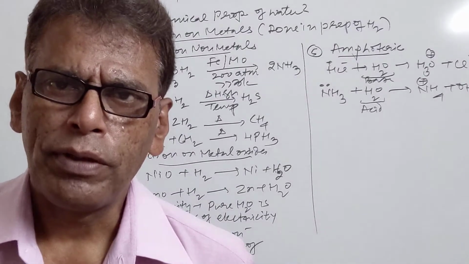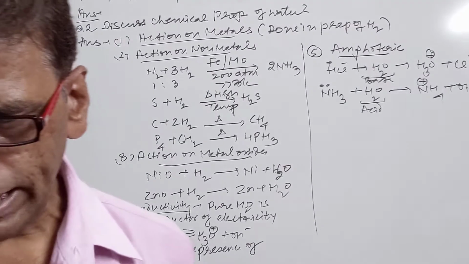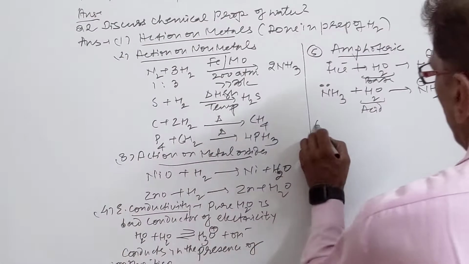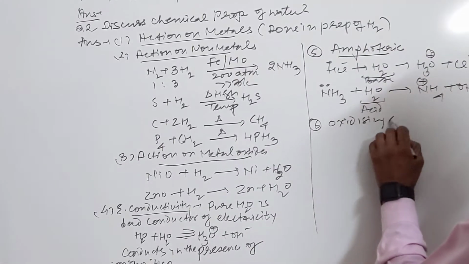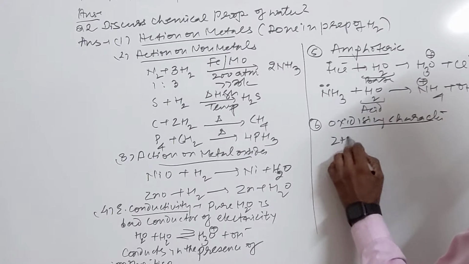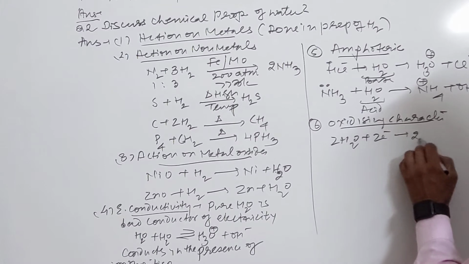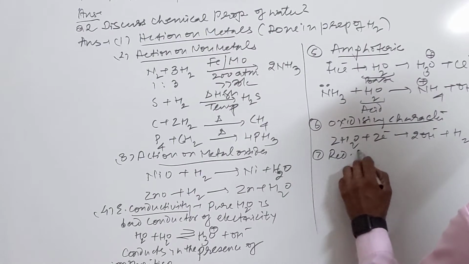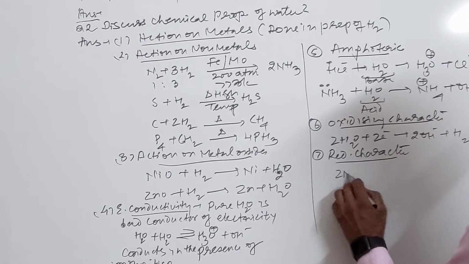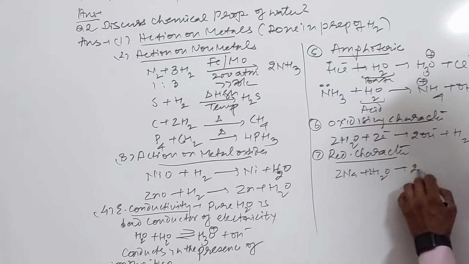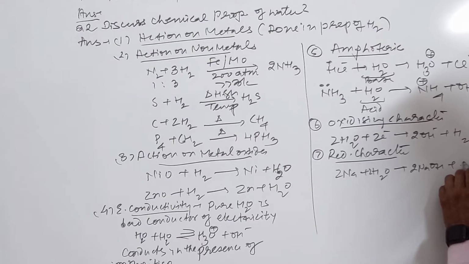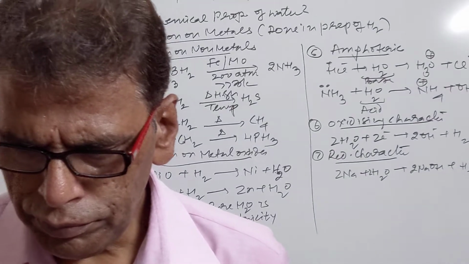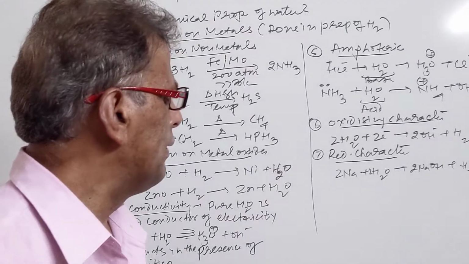Then we have oxidizing and reducing properties of water. Water can behave as both. It can serve as an oxidizing agent by taking electrons. 2H2O takes up 2 electrons from metals and changes into 2OH negative plus hydrogen gas. Then we have the reducing character. It can convert metal into metal hydroxide. Here water is acting as an oxidizing agent.